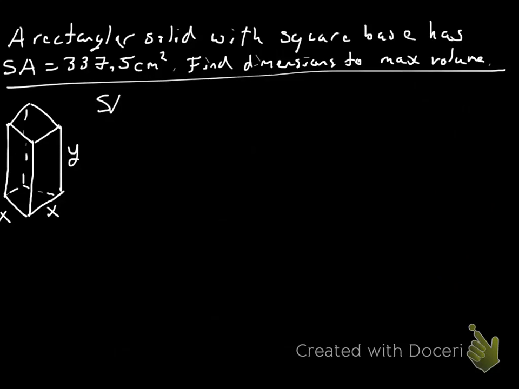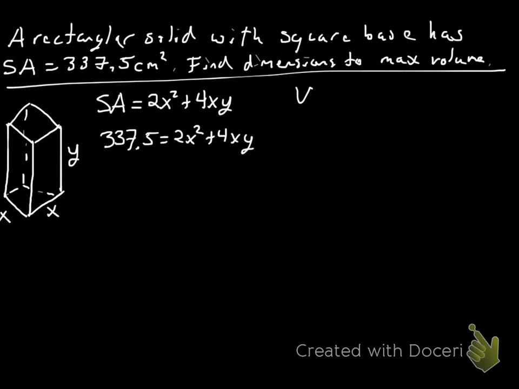So the surface area is going to be, we're going to have two bases, and the base areas are x times x, or x squared. So we'll have 2x squared, plus each side is x by y, and so that area is going to be x times y, so we'll have 4xy. The surface area is 2x squared plus 4xy. And we know what that is, so we're going to go ahead and replace surface area with what it's equal to.